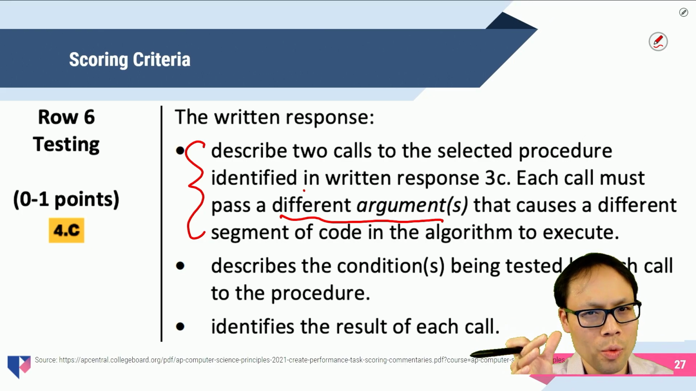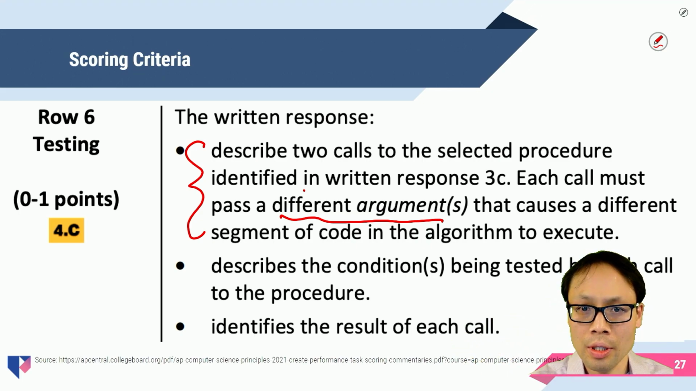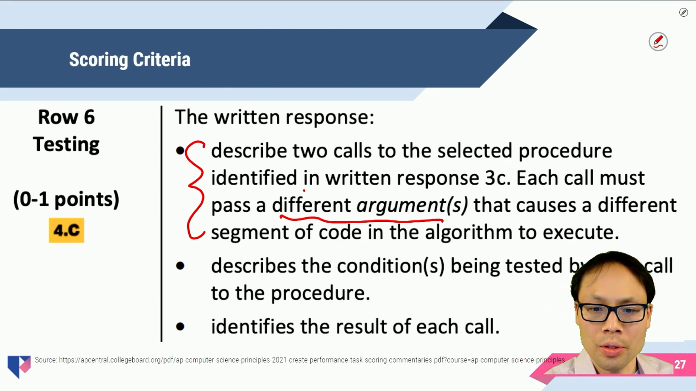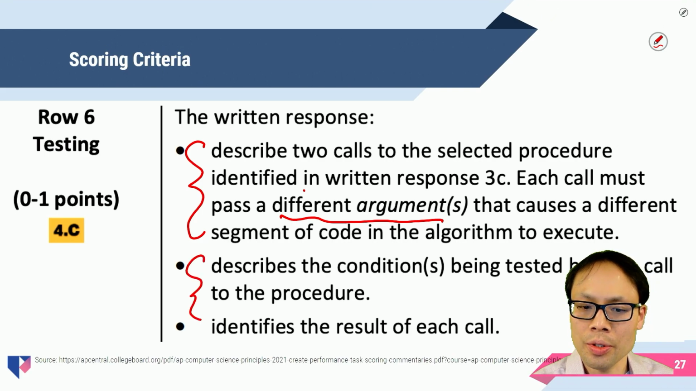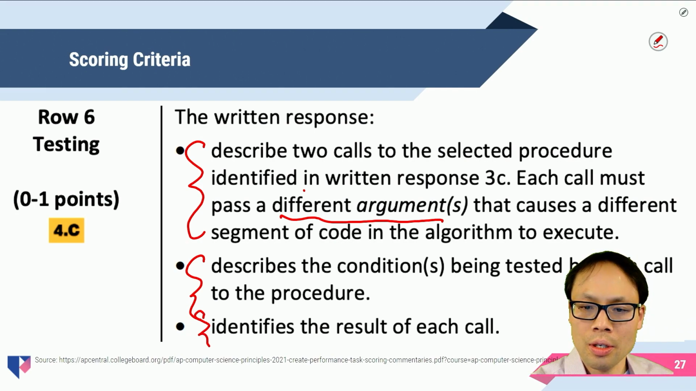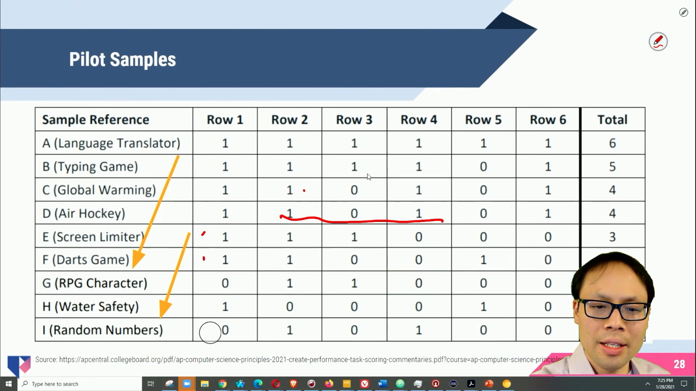So again, more backwards thinking here. If it's going to pass different arguments, the function has to behave in different ways. So again, you have to give a lot of thought to what exactly this program is going to do. Describe the conditions being tested by each call to the procedure, and then identify the results of each call.